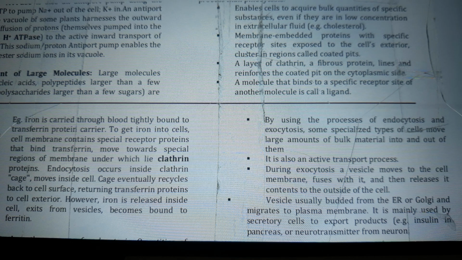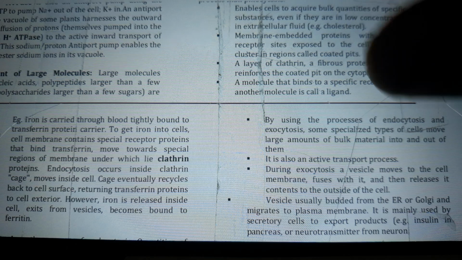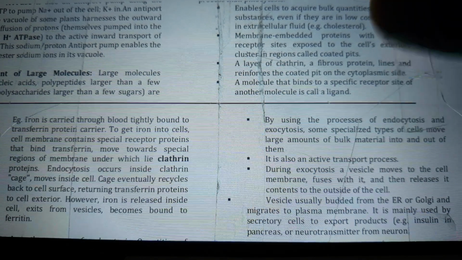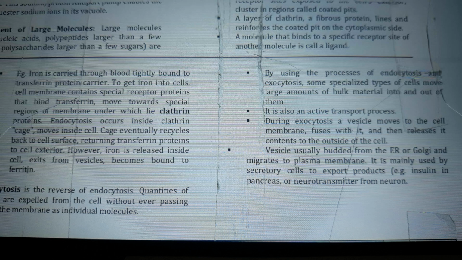Example, cholesterol. Membrane-embedded proteins with specific receptor sites exposed to the cell's exterior cluster in regions called coated pits. A layer of clathrin, a fibrous protein, lines and reinforces the coated pit on the cytoplasmic side.